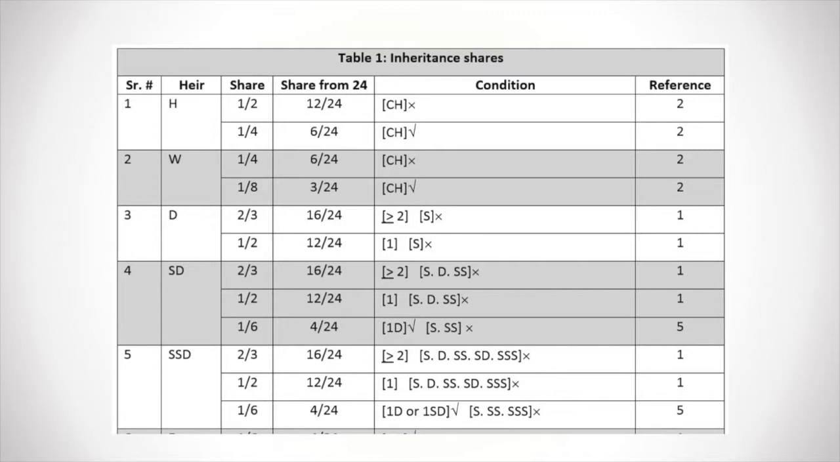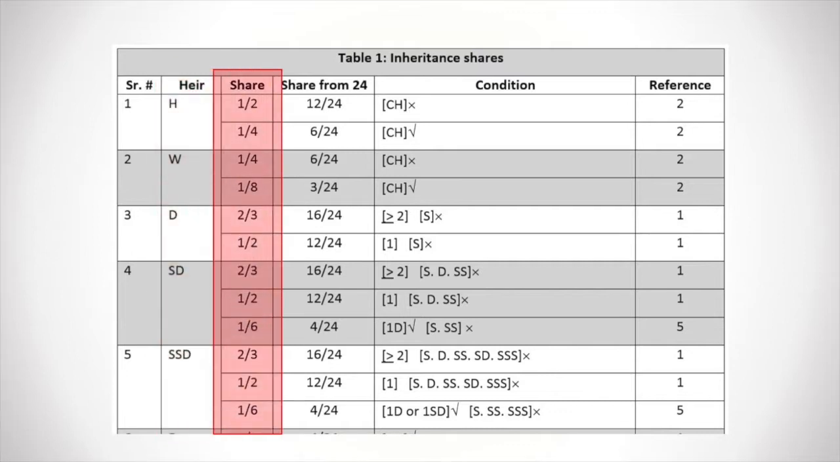The first column is the serial number, which is just a number to list down all the relatives. The second column is the heir. You can refer to your abbreviation table to see what these abbreviations stand for. H is for husband, W is for wife, D is for daughter, SD is for son's daughter, and SSD is for son's son's daughter. So this is the column that mentions the heirs, and so on it continues.